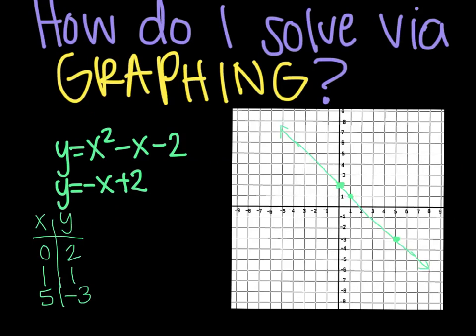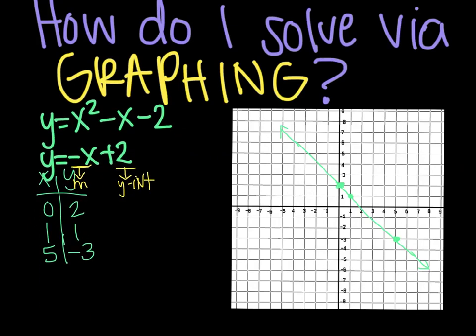You might also remember that this number here tells you your slope, and this tells you your y-intercept, and that would also help you. You could plot your points that way. Then we have our next one, our parabola.